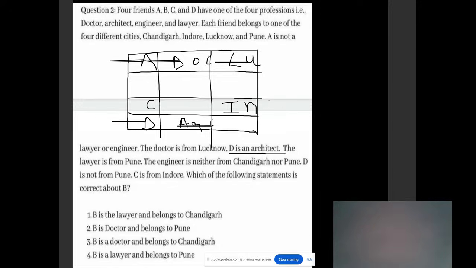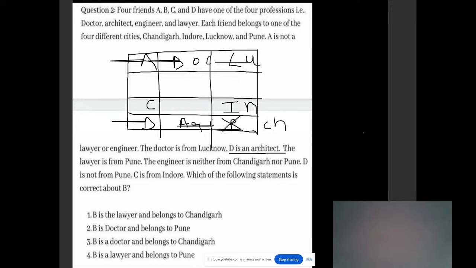Okay, next one. Lucknow is over, Indore is over. They said that D is not from Pune, so here Pune is cancelled. So we have only one city left, because if you check for D, Lucknow is cancelled, Indore is cancelled, and Pune is also cancelled. So definitely D stays in Chandigarh, which is the last option left, the fourth one.